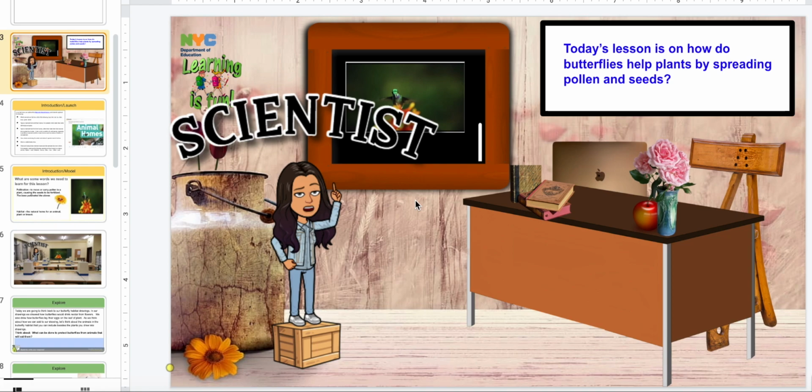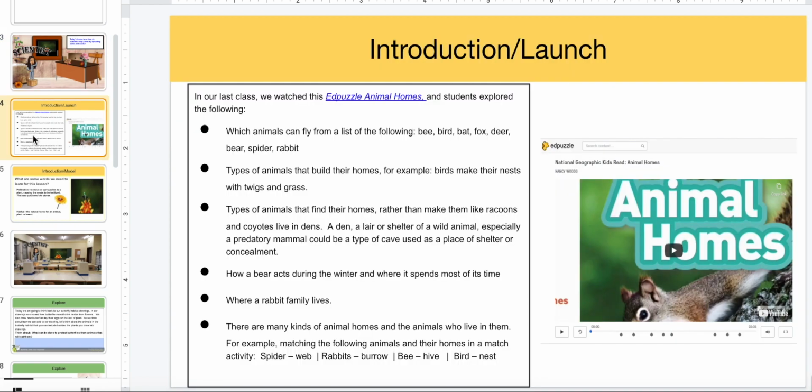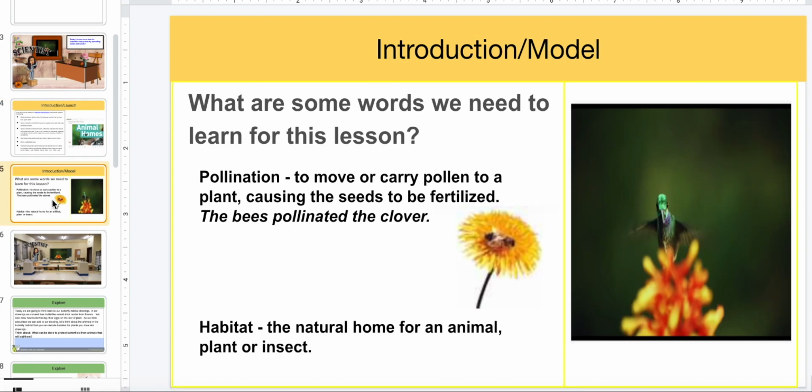Today's lesson is on how butterflies help plants by spreading pollen and seeds. Now let's remember what we last learned. In our last class, we watched the Ed Puzzle Animal Homes and we explored animals that are able to fly and the different types of animal homes, homes that were built, homes that were found, and how they live in those homes. Now, let's introduce some words that we need to learn for this lesson.